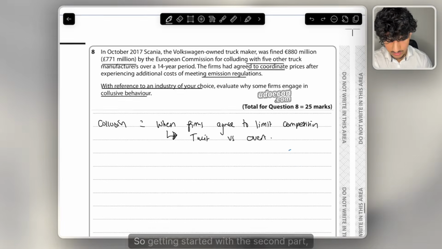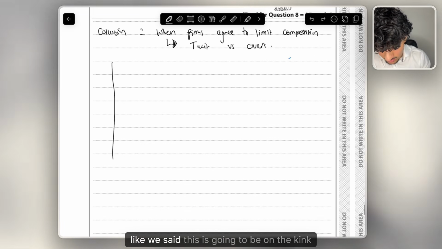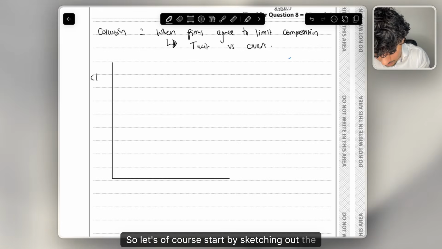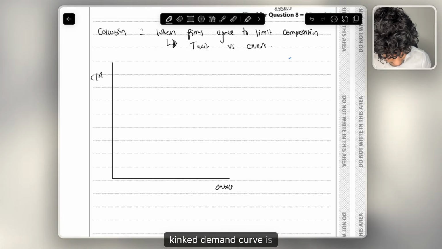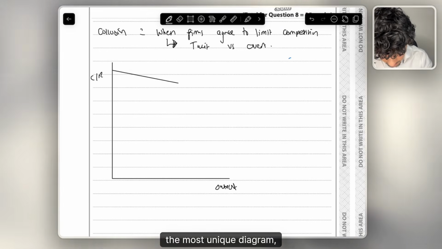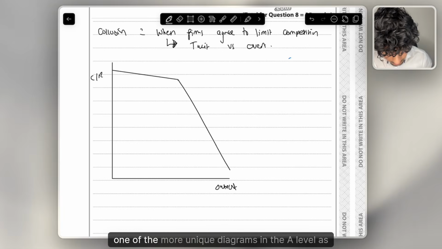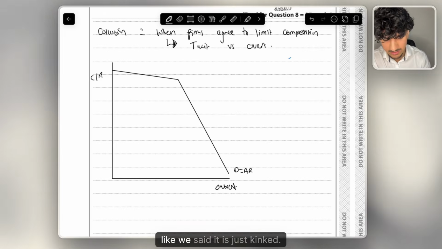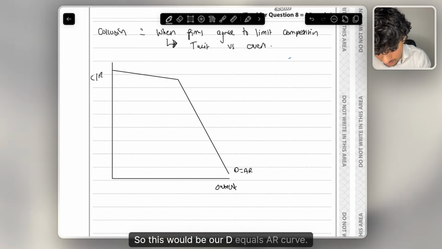So getting started with the second paragraph, like we said, this is going to be on the kinked demand curve. So let's of course start by sketching out the kinked demand curve. It's probably the most unique diagram, I would say, in the A level, as it looks a bit different. So this, of course, like we said, is just kinked. So this would be our D equals AR curve.